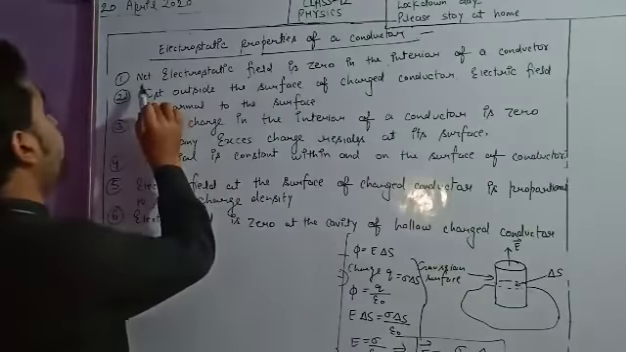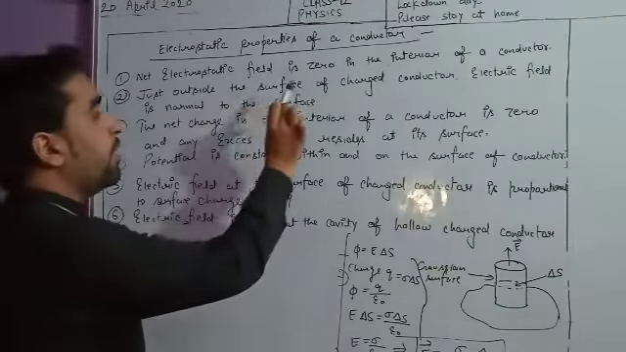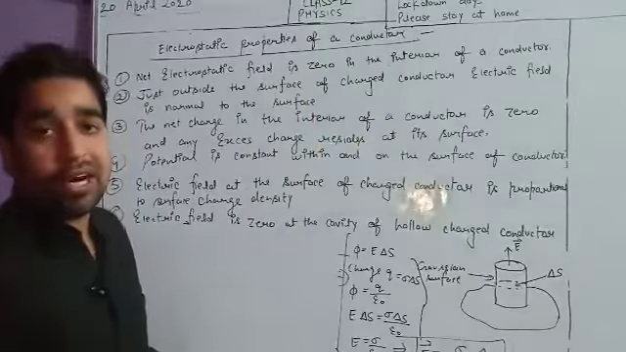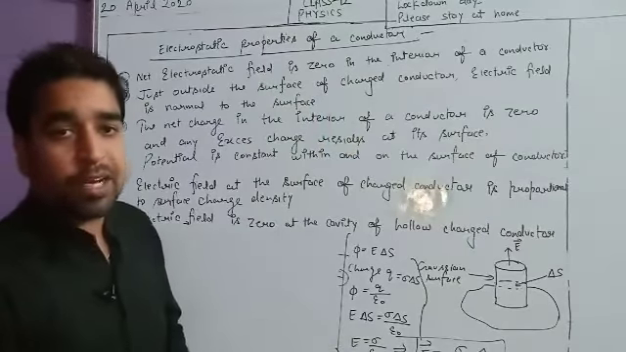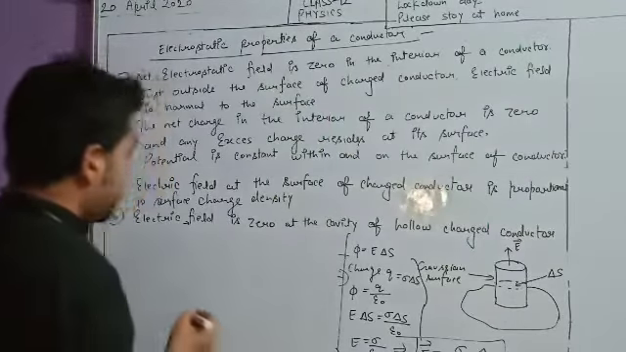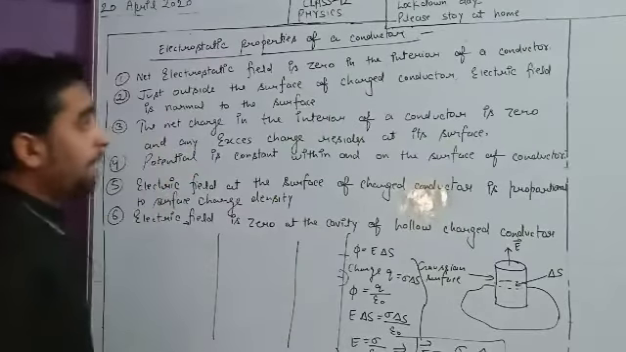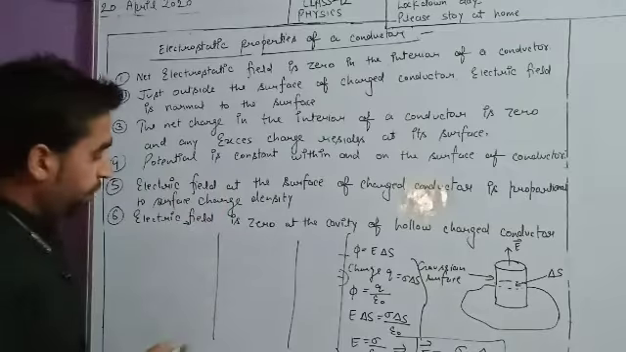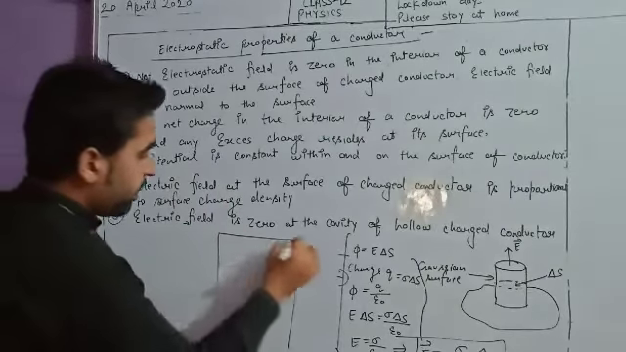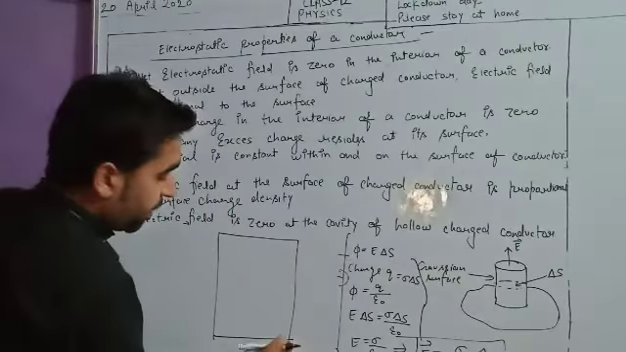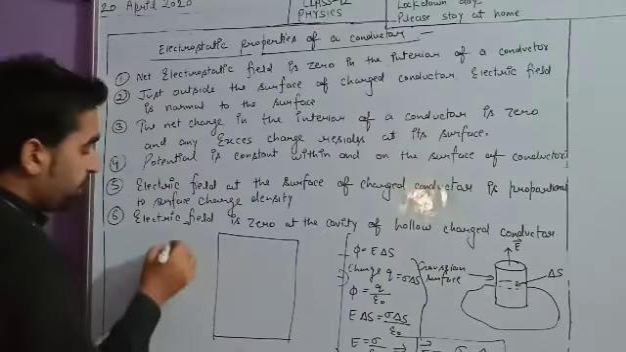The very first point is that the net electrostatic field is zero in the interior of a conductor. So what is the meaning of this? Let us understand this with one example. Suppose we have a conductor and we have kept it in an electric field. So suppose this is a conductor, and we are keeping it in an electric field. What is the meaning of this?